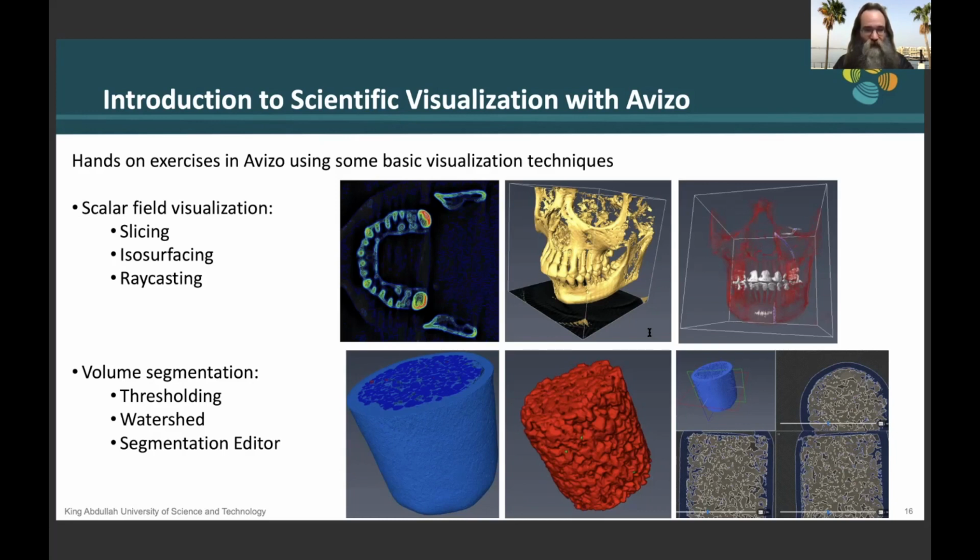And in the second session, we're going to look at volume segmentation. We're going to use another CT scan, but this time of a rock sample. And we're going to look at techniques like thresholding and the Watershed algorithm to segment the rocks. And we also have a short introduction on how to use the segmentation editor of Avizo.